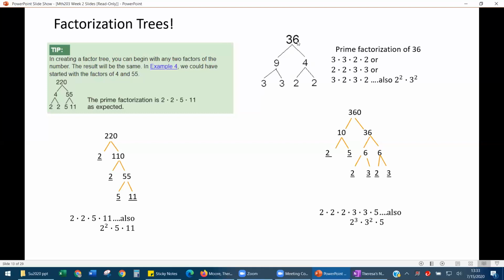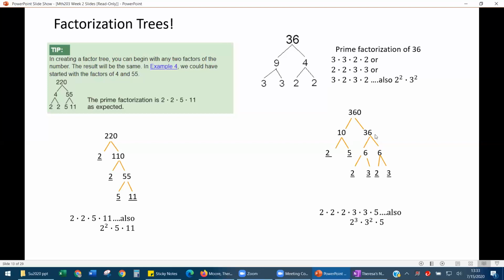So 36 in prime factored form is 3 times 2 times 3 times 2, or 3 times 3 times 2 times 2, or 2 times 2 times 3 times 3, or 2 squared times 3 squared, or you could rewrite this as 3 squared times 2 squared. But it's still 2 2's and 2 3's.